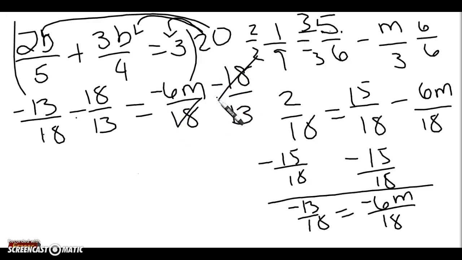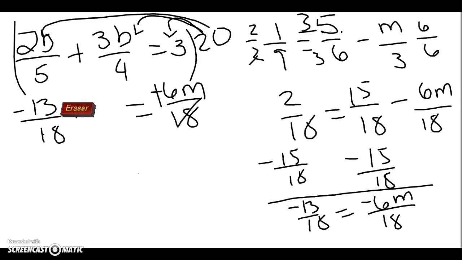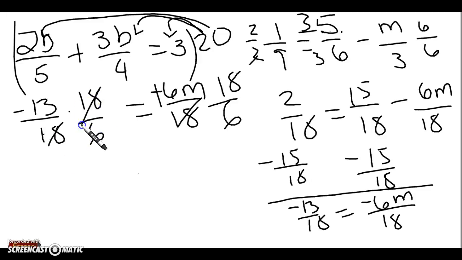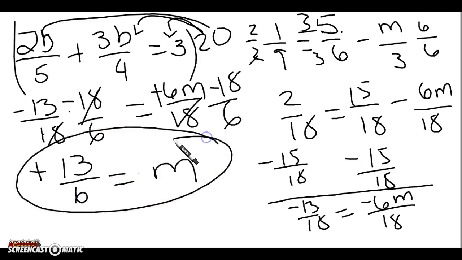So those cross out. My negatives become positive. I'm sorry, I did this backwards. Excuse me. I want my m to cancel out. So that's going to be 18 over 6 over here, and this is going to be 18 over 6 over here, which is going to give me negative 13. And I think this was negative. I'm sorry, so this is negative, so that becomes positive. Negative 13 over 6 equals positive m. I hope this helps.